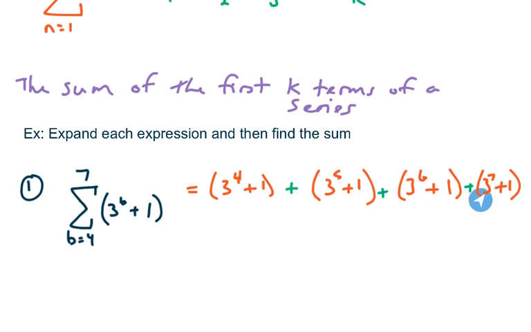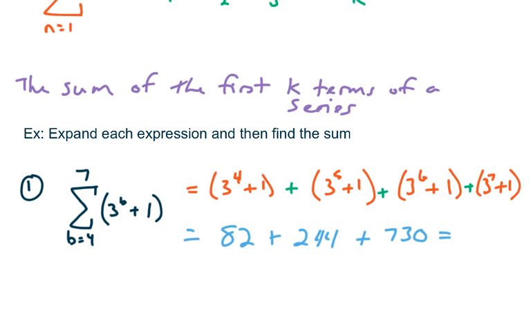in our series, and we're stopping with the 7th term, and we're going to add these 4 terms together. Now, 3 to the 4th plus 1. 3 to the 4th is 81, plus 1 gives me 82. 3 to the 5th plus 1 is 243, plus 1 is 244. 3 to the 6th plus 1. 3 to the 6th is 729, plus 1 gives me 730.